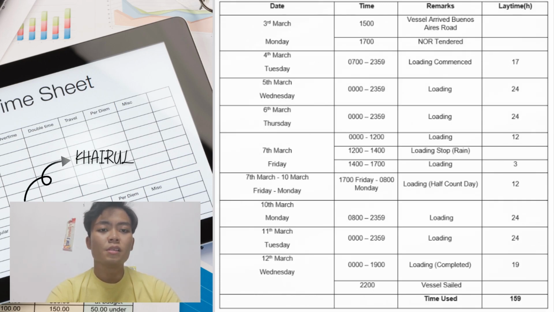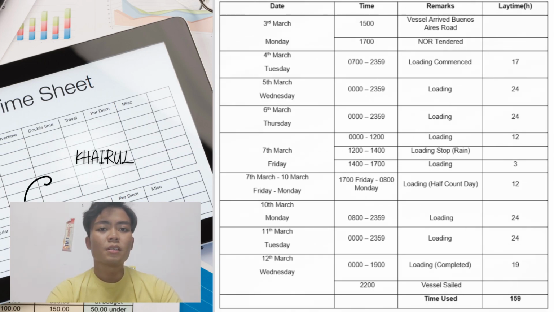6 March, Thursday, 0000 hours until 2359 hours, ship loading. Total laytime is 24 hours. 7 March, Friday, 0000 hours until 1200 hours, ship loading. Total laytime is 12 hours. 1200 until 1400 hours, loading stopped because of rain. 1400 until 1700, ship continues loading. The total laytime is 3 hours.